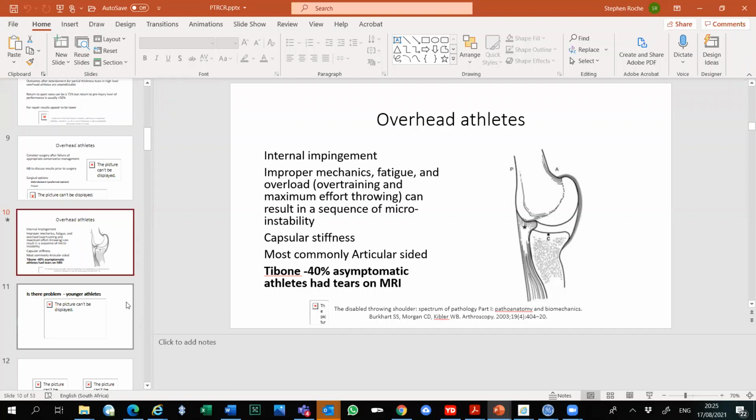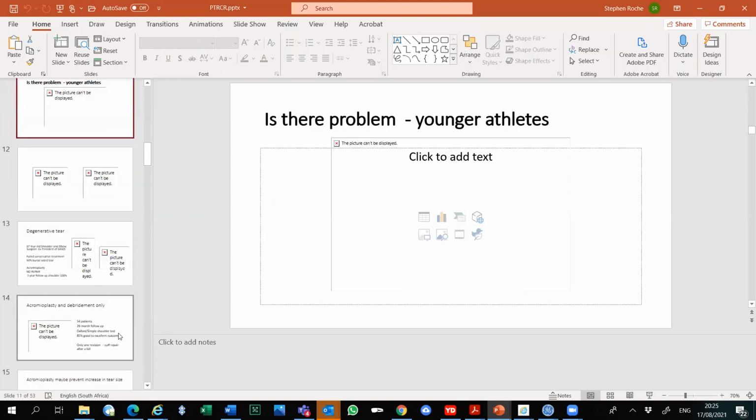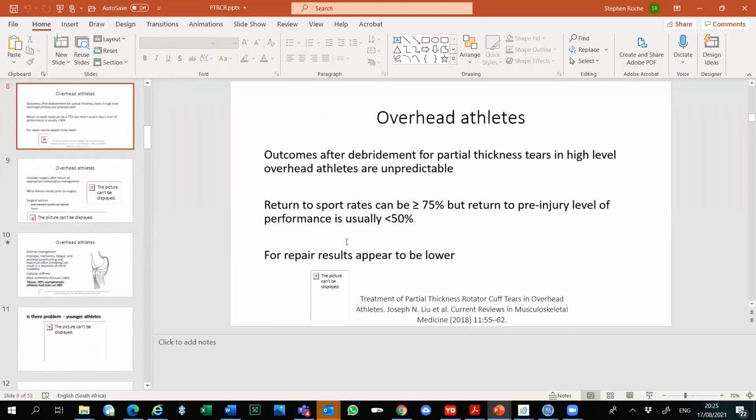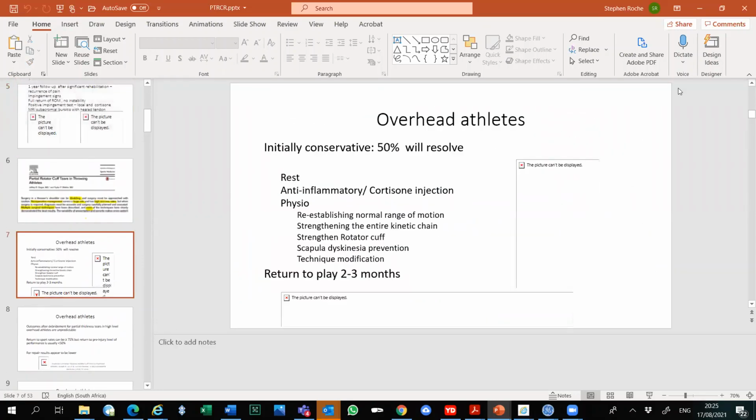And if you look at 50% of people who present with a symptomatic rotator cuff tear, they have an asymptomatic rotator cuff tear on the other side in the older population. So we know it's not given. Sorry, I don't know what happened. I was going to show you that.